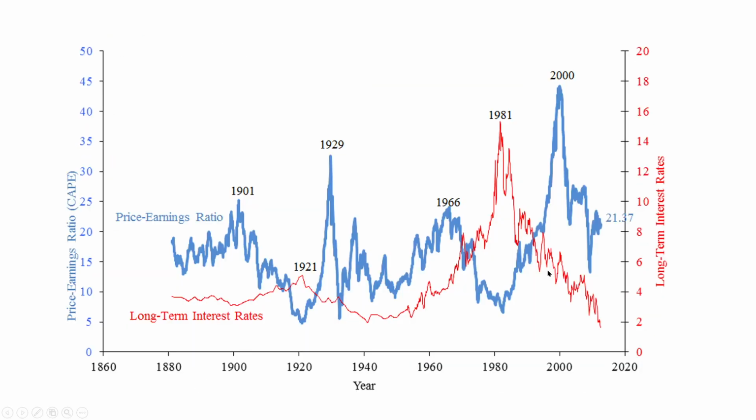This is price to earnings ratio and long-term interest rates overlaid on one chart. And what you're going to see is the price to earnings ratio compresses as interest rates go up. Then the opposite happens. When interest rates peak and go down, the PE ratio expands. So what you see is a PE ratio that compresses when interest rates go up and expands when interest rates go down.